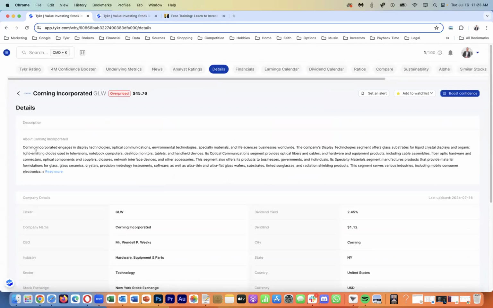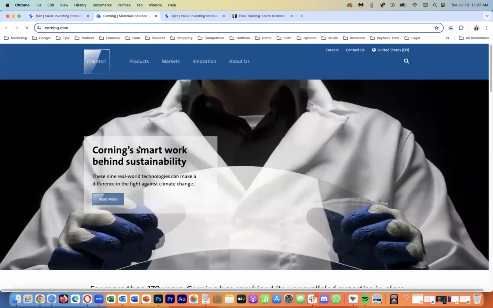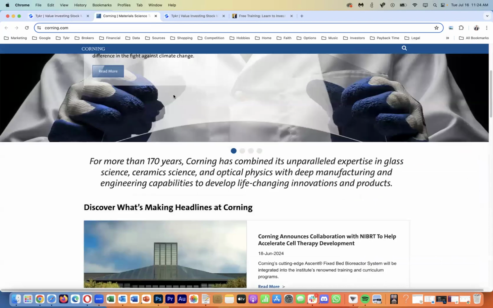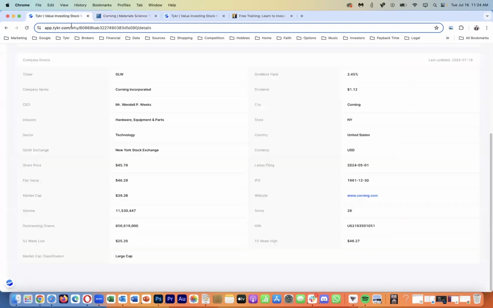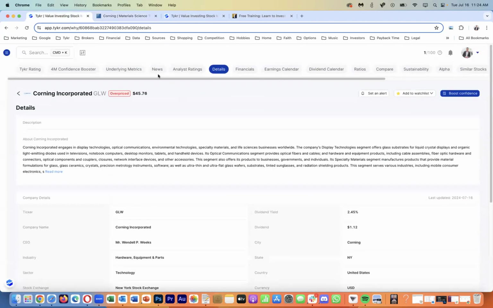I was just taking a quick peek at the model, their business incorporating display technologies, optical communications. I like to go to the details tab here and just kind of skim. Yeah, they're the fiber optic for AI, remember? That's right. Here's their site.